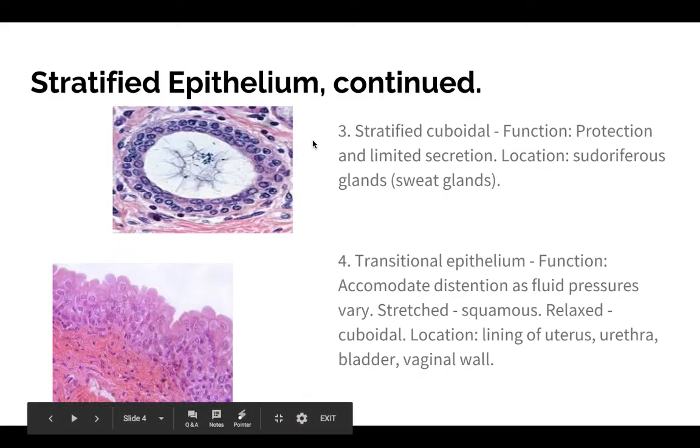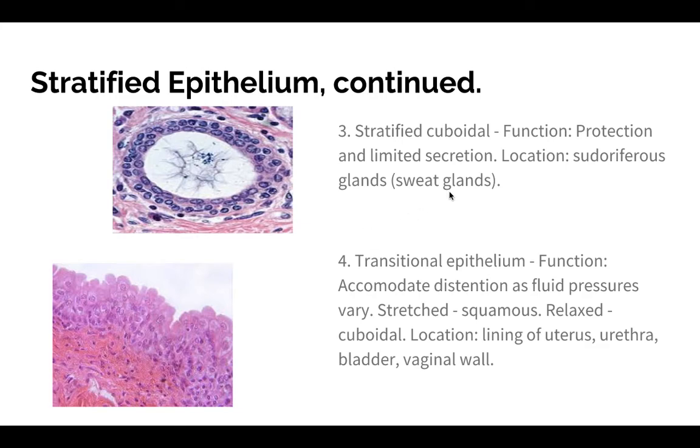Next up, we have stratified cuboidal epithelial tissue. There's a picture of what it would look like in a microscope. The function of this tissue is for protection and limited secretion. So there's just a small amount of stuff that comes out of these cells, and that's what its purpose is. The location of these cells would be the sudoriferous glands, or the sweat glands.